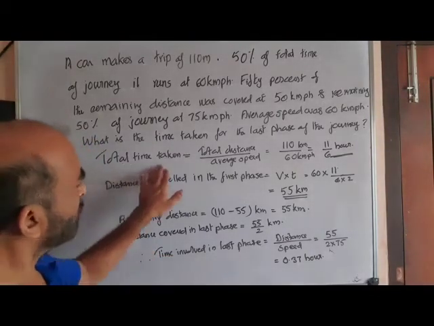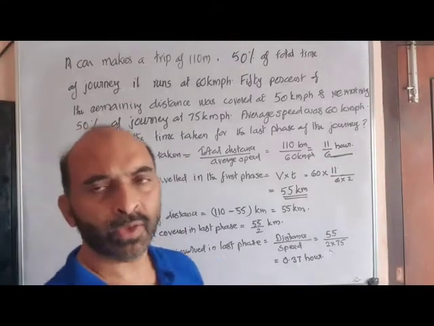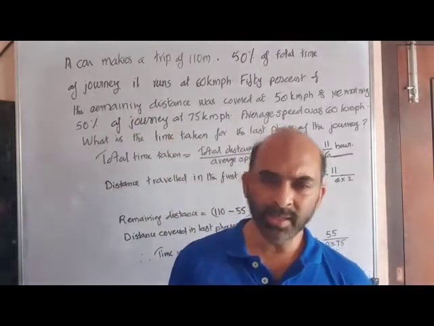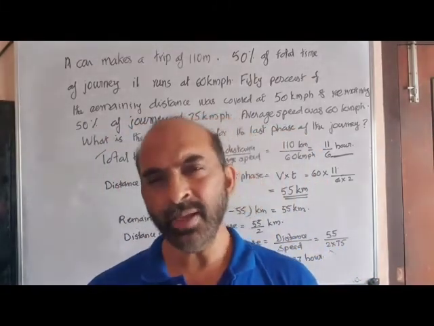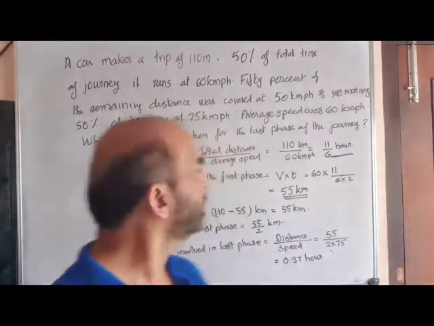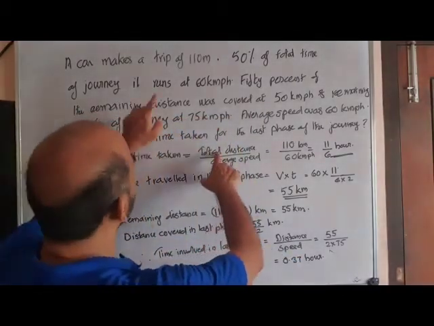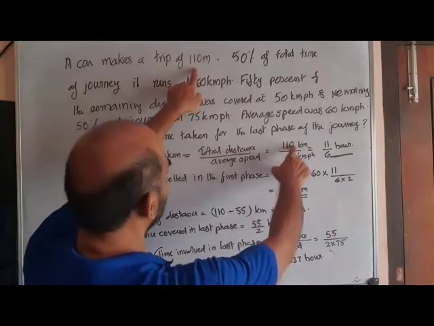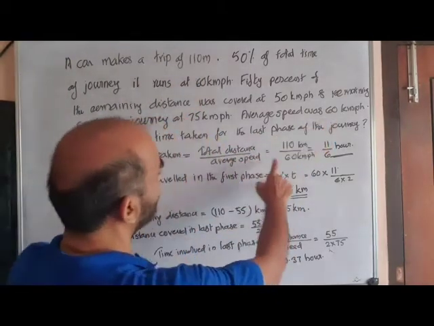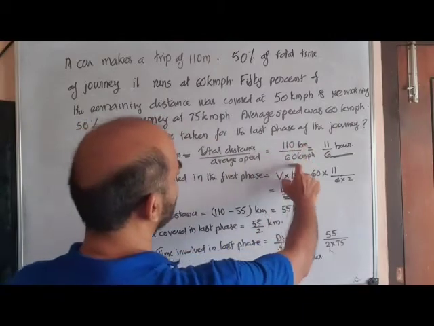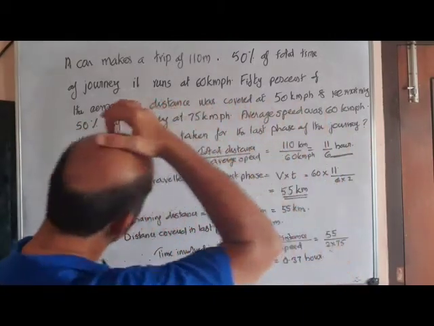See, what is the total time taken here? Total time taken is equal to total distance divided by average speed. What is total distance? 110 kilometer. Average speed is given to be 60. So, 110 kilometer by 60, 11 by 6 hour.